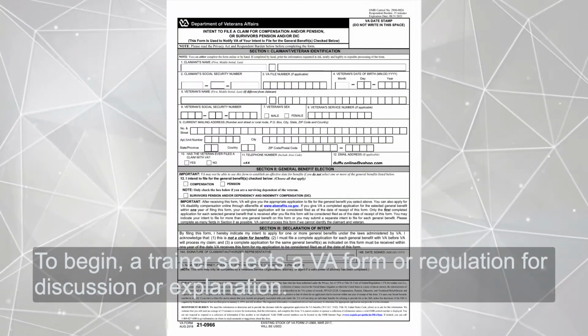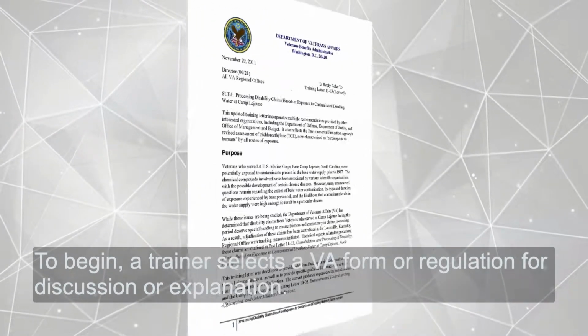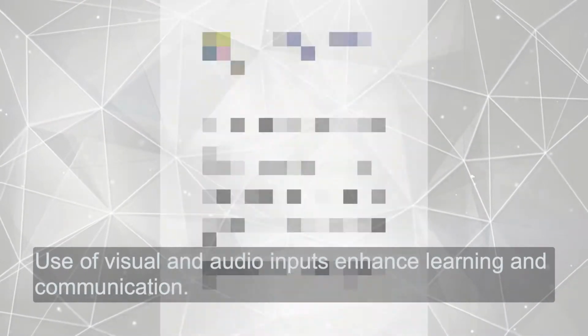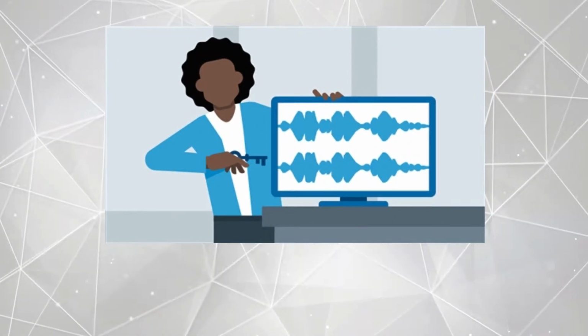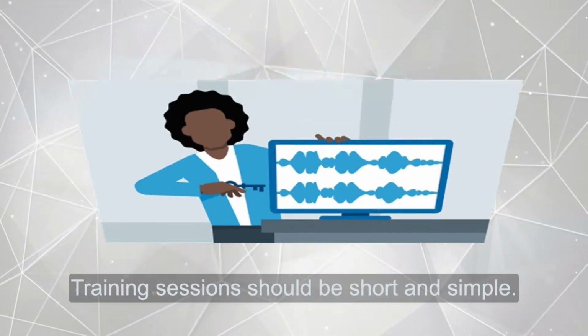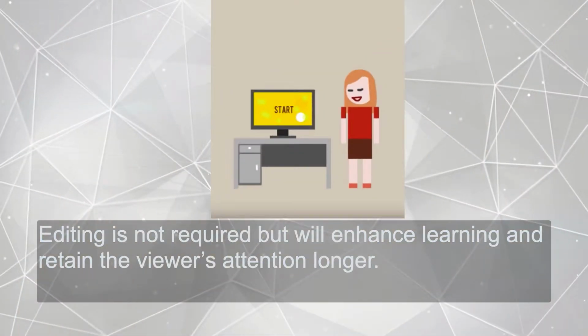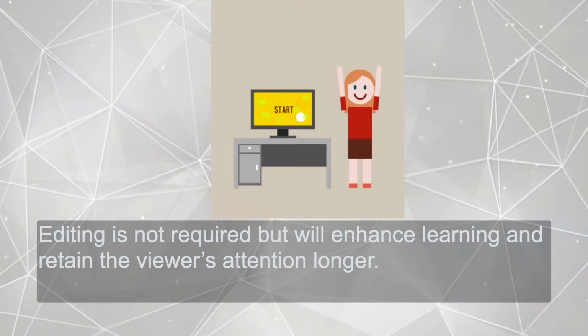To begin, a trainer selects a VA form or regulation for discussion or explanation. Use of audio-visual inputs enhances learning and communication. Training sessions should be short and simple. Editing is not required but will enhance learning and retain the viewer's attention longer.